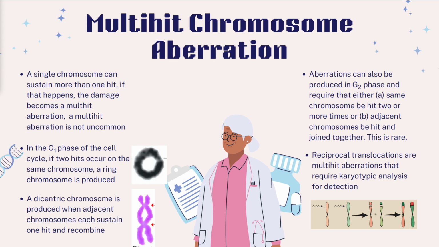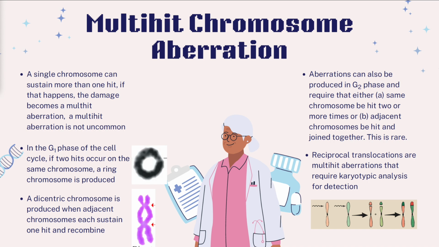Aberrations can also be produced in the G2 phase and require that either A, the same chromosome be hit two or more times, or B, adjacent chromosomes be hit and are joined together, and this is rare. These are rare because they require two specific hits in a short phase, and it typically affects chromatids rather than whole chromosomes.